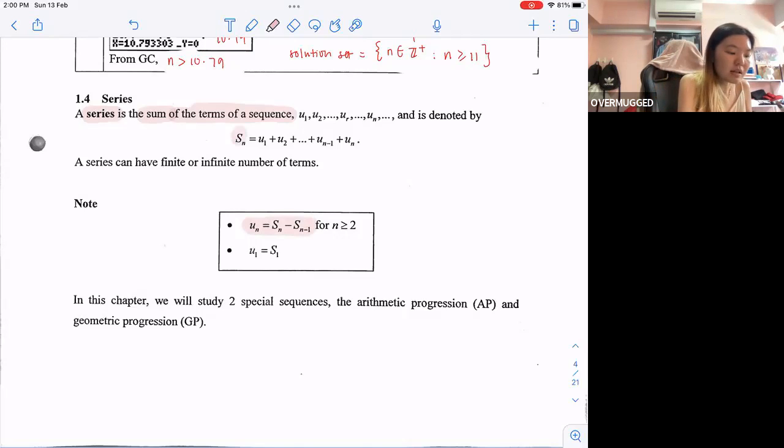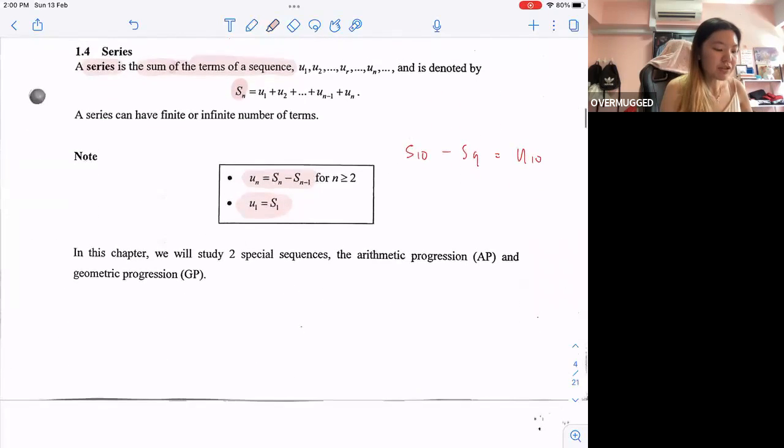S denotes actually the series. So the series, for instance, maybe S10 minus S9 will actually give you Un, for instance. Actually, in this case, it will specifically be U10, okay? And then the other formula you have to remember is this. U1 is equal to S1. Of course, right? Because if S1 is the sum of the sequence up to the first term, then it will actually just be the first term. Okay?